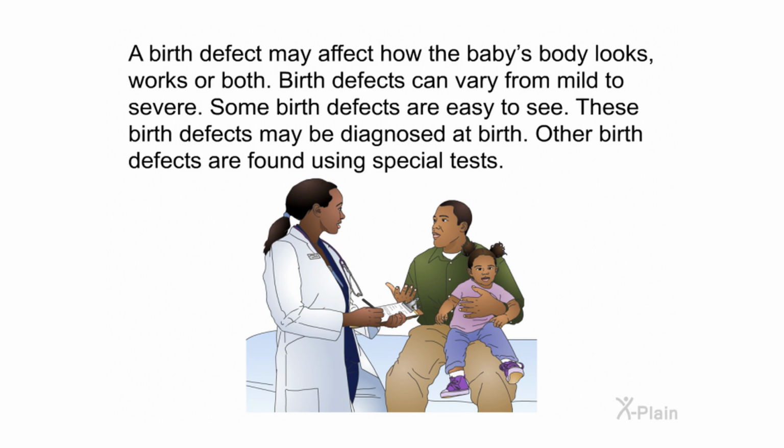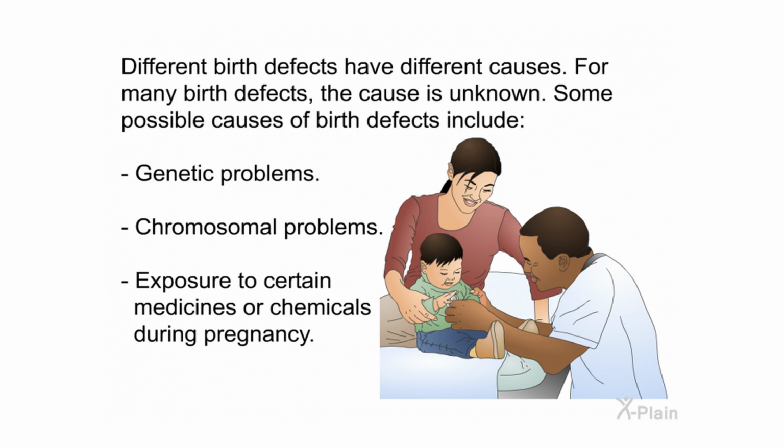Some birth defects are easy to see. These birth defects may be diagnosed at birth. Other birth defects are found using special tests. Different birth defects have different causes. For many birth defects, the cause is unknown. Some possible causes of birth defects include genetic problems, chromosomal problems, exposure to certain medicines or chemicals during pregnancy.